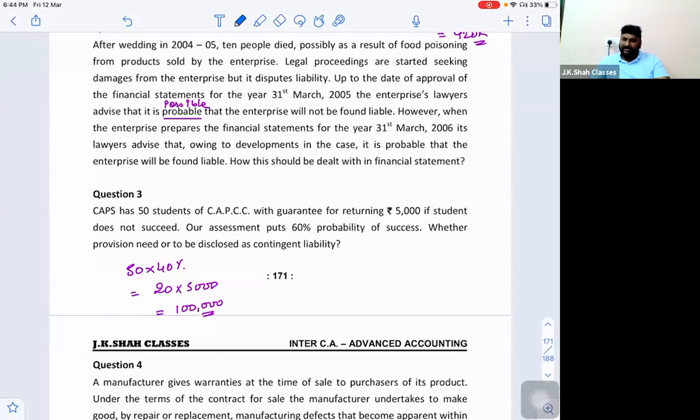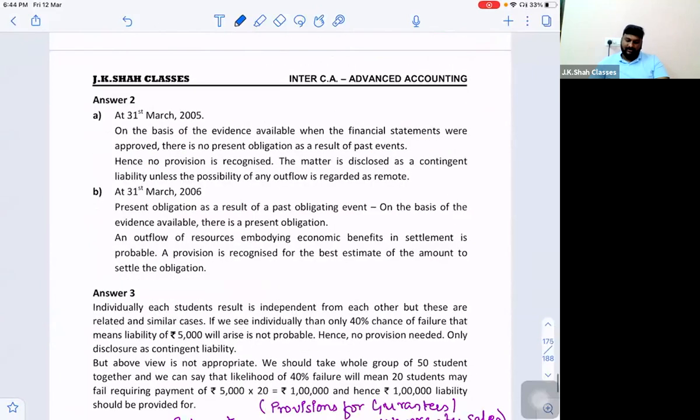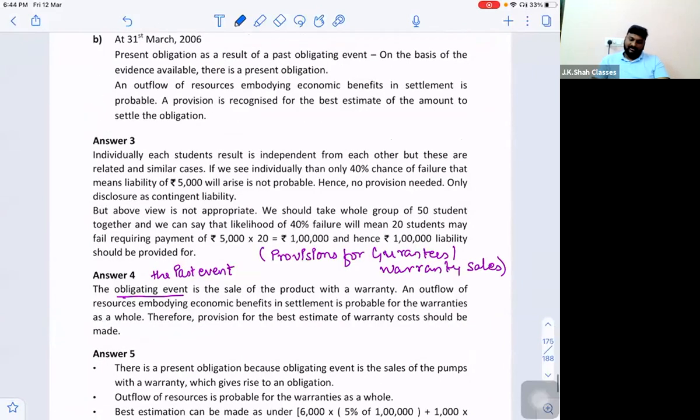I hope you get my point. So in both the situations, they have answered, right? In both the situations, the answer is provided to us. In the first case, one minute.